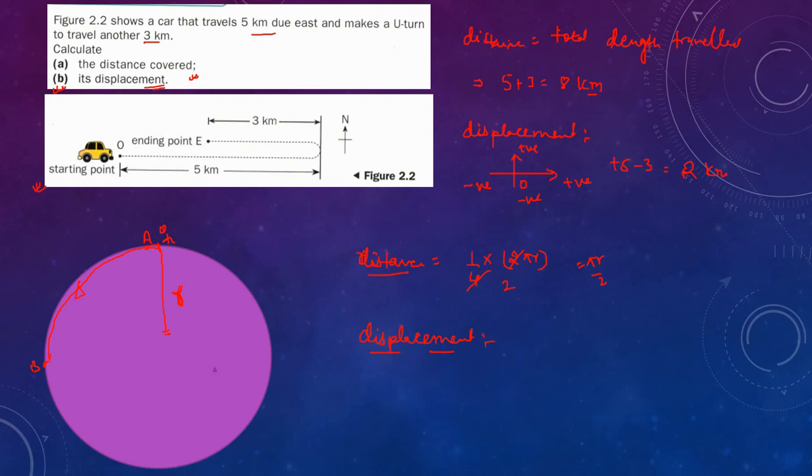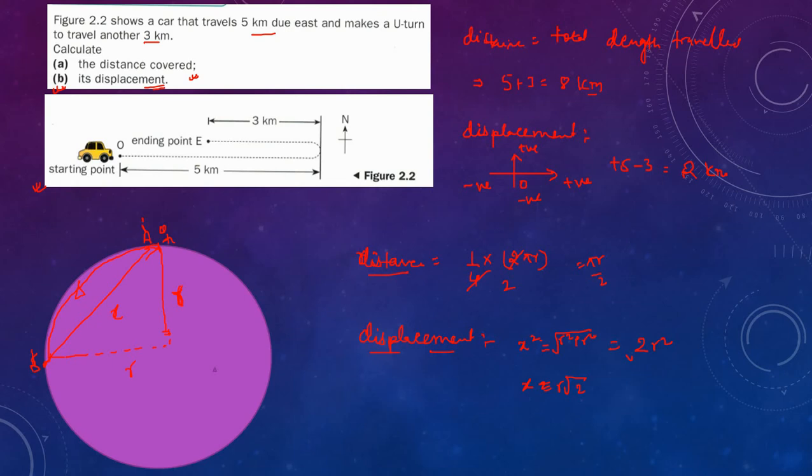So this is your final position, this is the initial position. So how to get that? You connect this part, make a triangle and figure out what is the shortest path. So suppose x square will be your r square plus r square, so it will be your 2r square. So basically x will be r root 2.